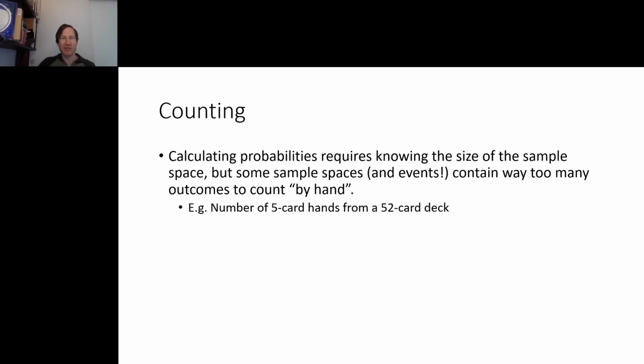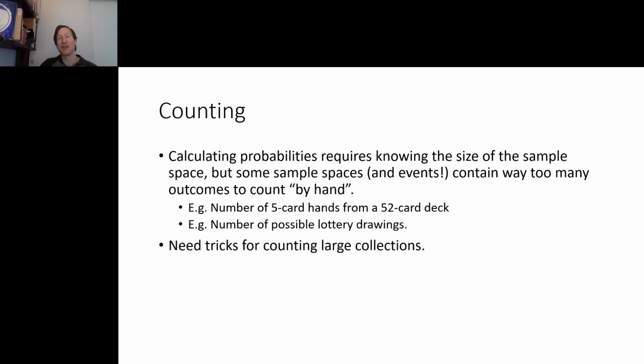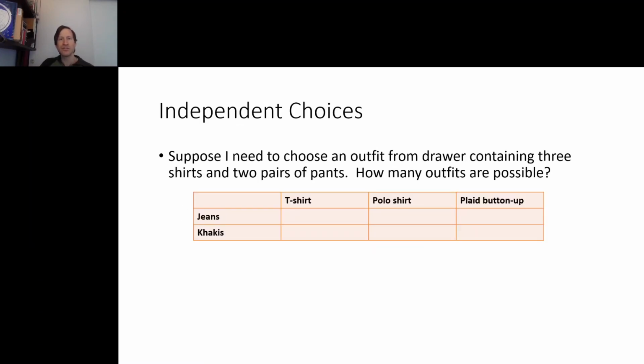For example, think about the number of 5-card hands that you can draw from a 52-card deck, or the number of possible lottery drawings with lottery numbers from 1 to 60. There are just way too many possibilities to list. It would take you forever to count. But to calculate probabilities for these situations, we need to know how big the sample size is. So we're going to need to figure out some tricks for calculating the size of large sample spaces or large collections of outcomes. So here's our first trick.